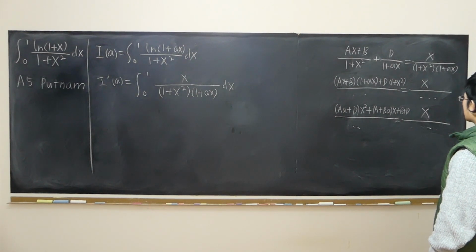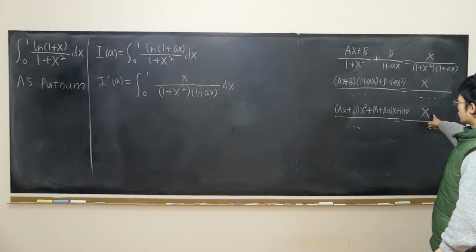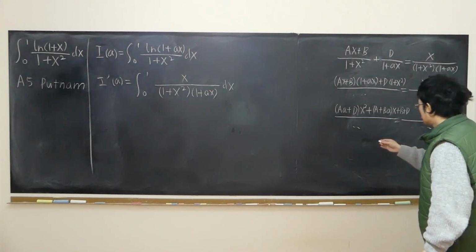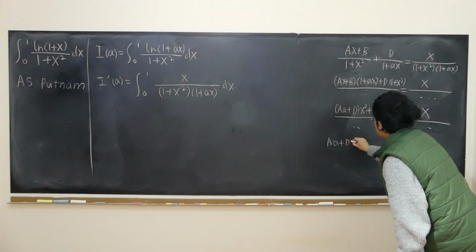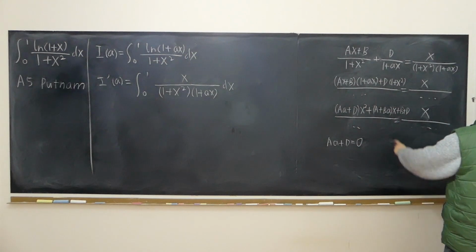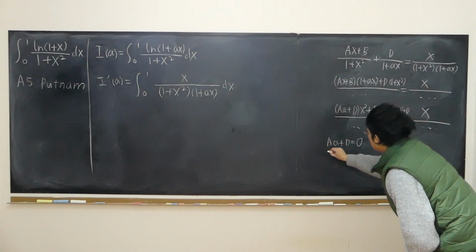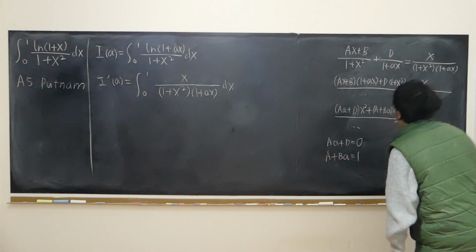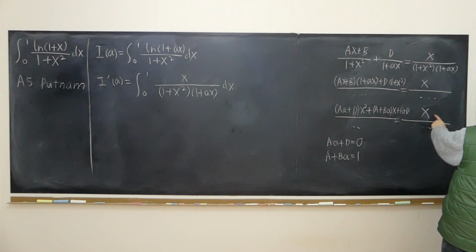So that means this equals x. We don't have an x squared term, so this constant should be 0. So A times a plus d should equal 0. For the x term, this constant should be just 1, so a plus ba equals 1. The constant is 1, and b plus d is 0 because we don't have a constant term here.